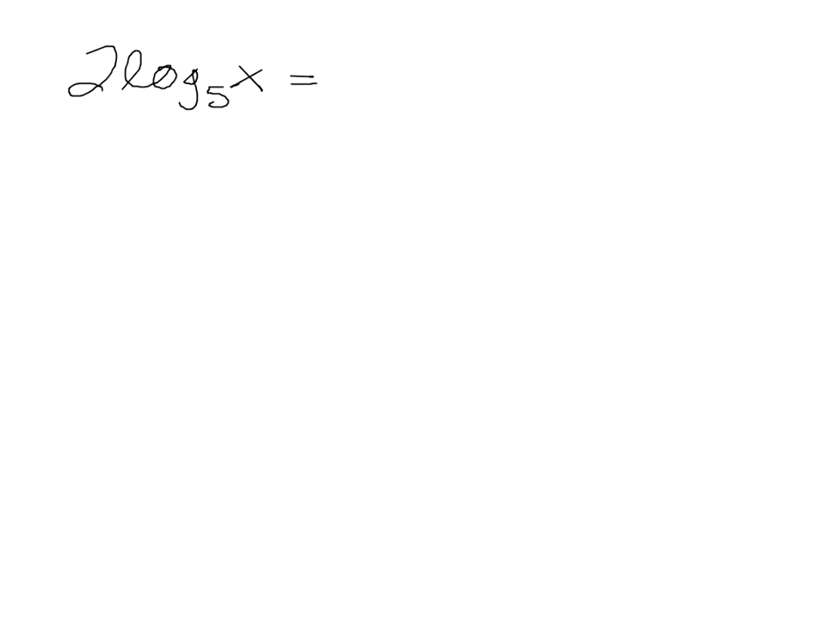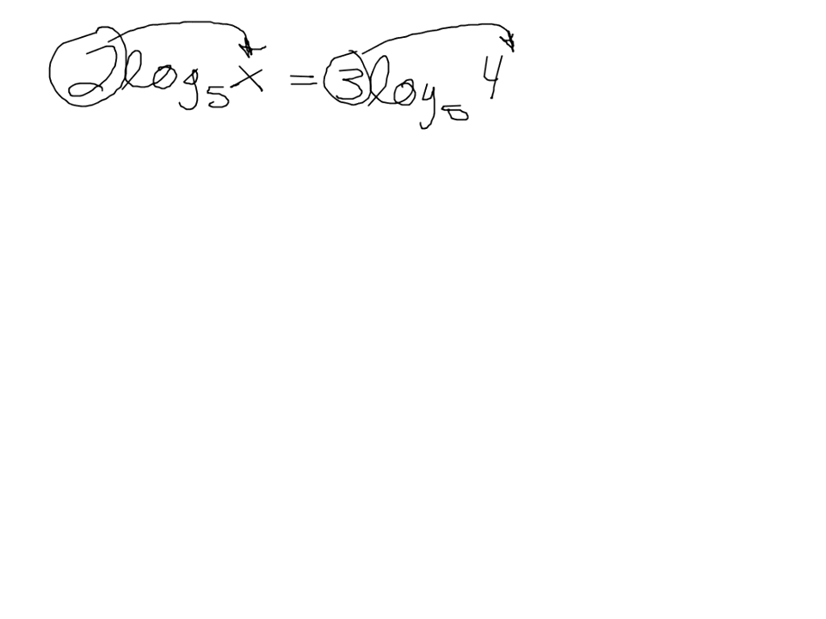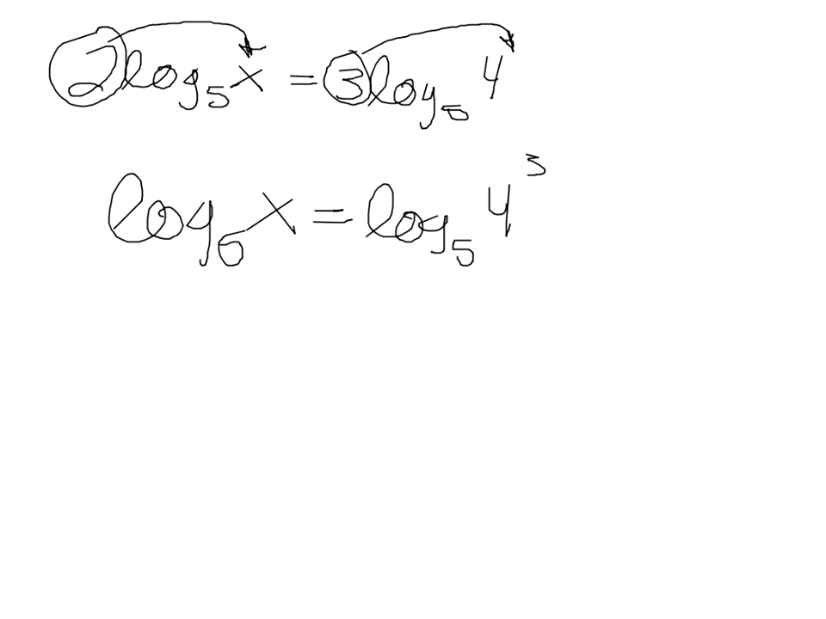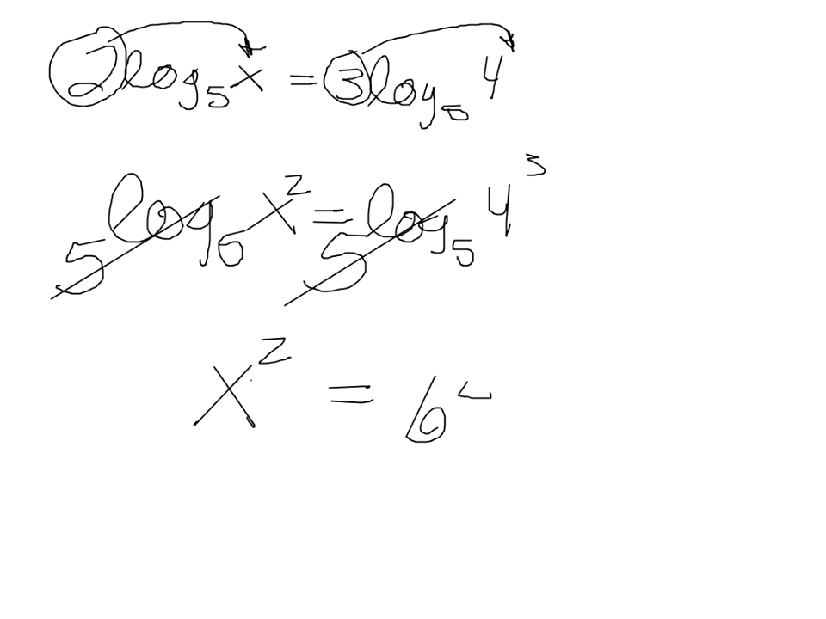So here I get 2 log base 5 of x equals 3 log base 5 of 4. In both cases, I need to move the coefficient up into the exponent spot. So I get log base 5 of x squared equals log base 5 of 4 cubed. So I take each side and raise it to the 5th power, and we get x squared equals 64, because that's 4 cubed.